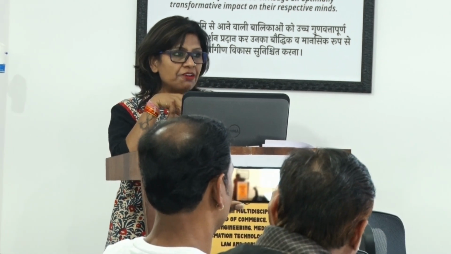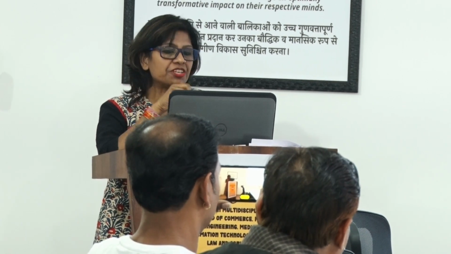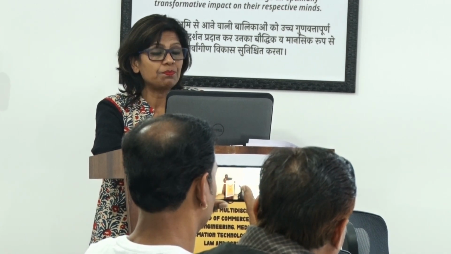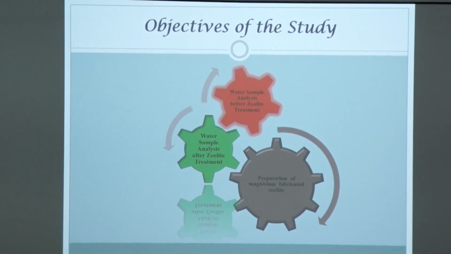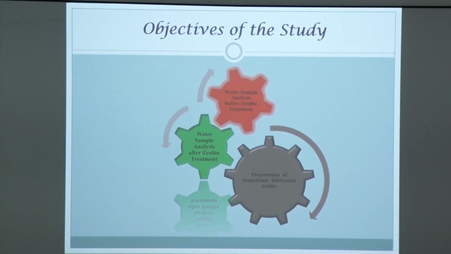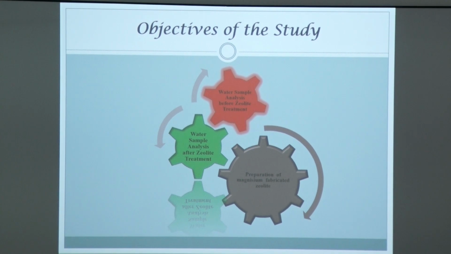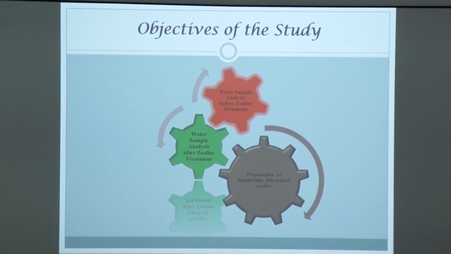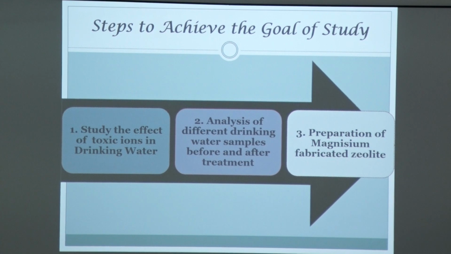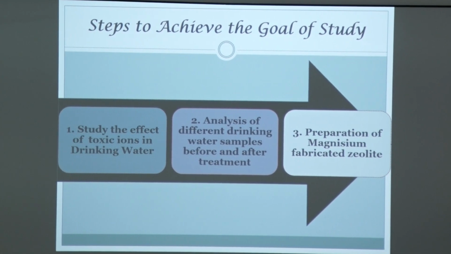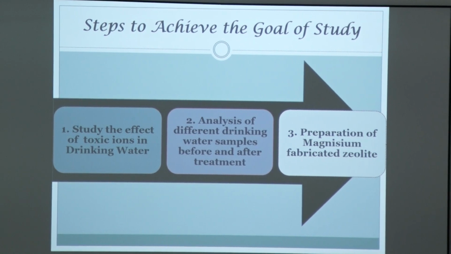The objective of the study, as you will see here, has three main aspects I have covered: the fabrication of zeolite, and water sample analysis before and after the zeolite. The water sample analysis was actually done particularly from the Pollution Control Board. I have taken the results from the various sources of water, and then I prepared the magnesium fabricated zeolite. The steps which I have followed for achieving the goal: first, study the effect of toxic ions in drinking water. Second, analysis of different drinking water samples before and after treatment. The third is preparation of magnesium fabricated zeolite.